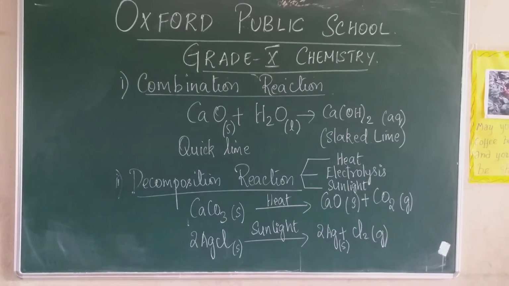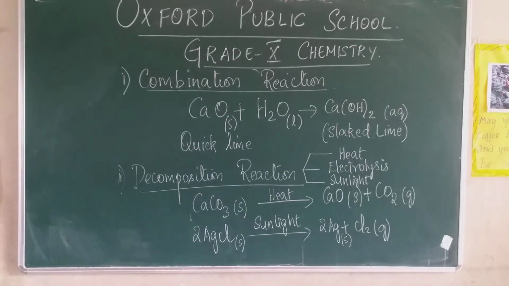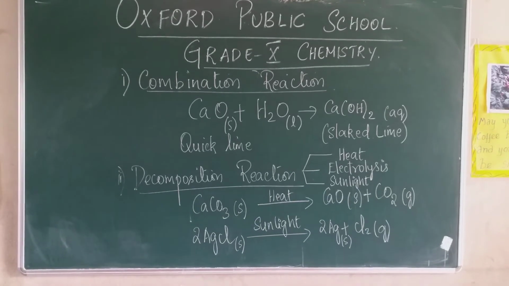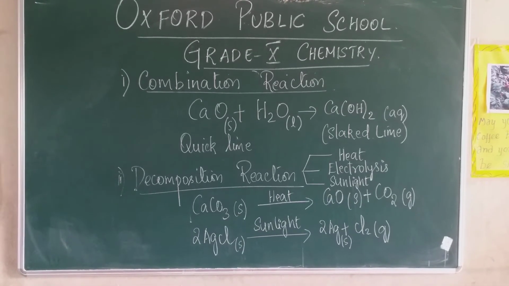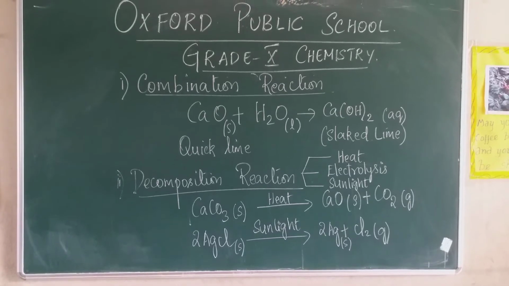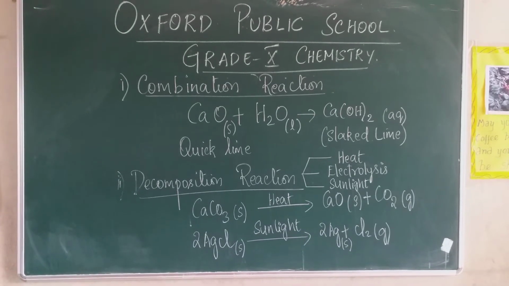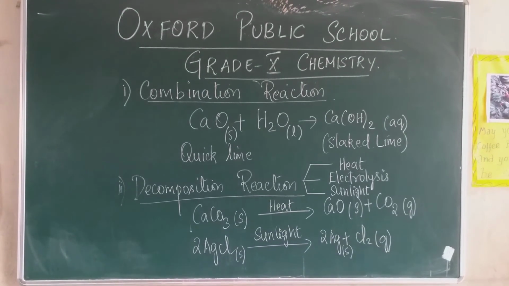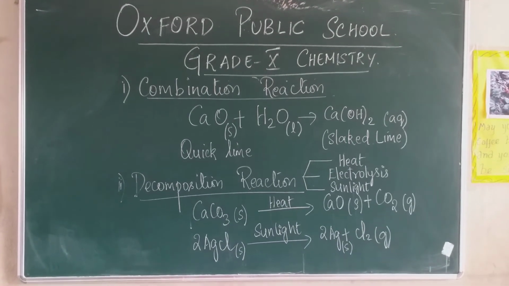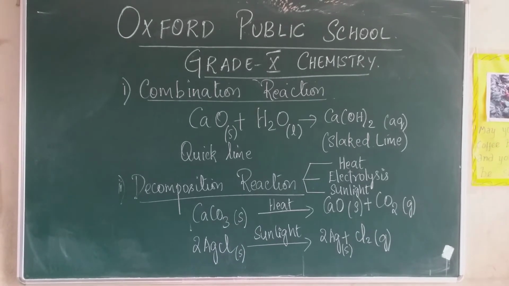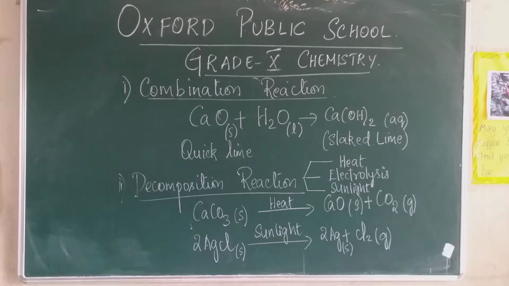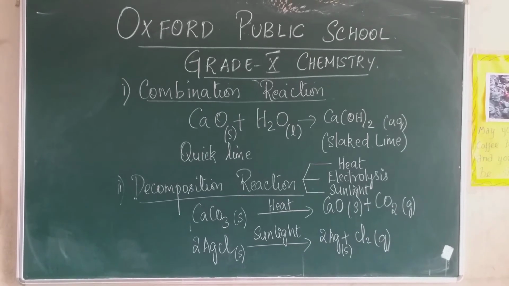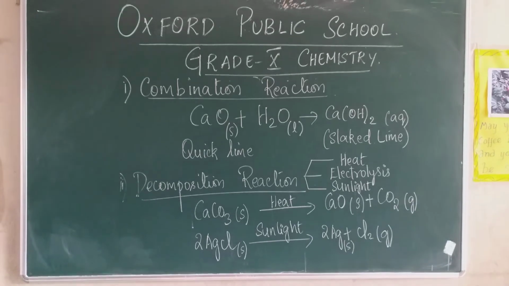Now let us see what is decomposition reaction. Actually, decomposition reaction occurs by means of heat or by means of electrolysis or by means of sunlight. So let us see how decomposition reaction occurs by means of heat. So here in the first reaction, that is in decomposition of calcium carbonate, it decomposes in presence of heat. So this is said to be thermal decomposition.